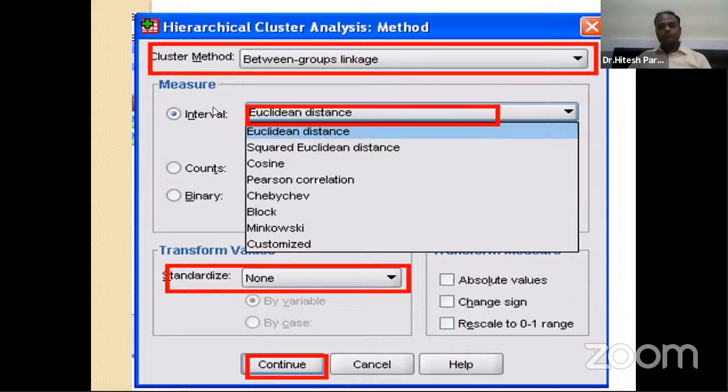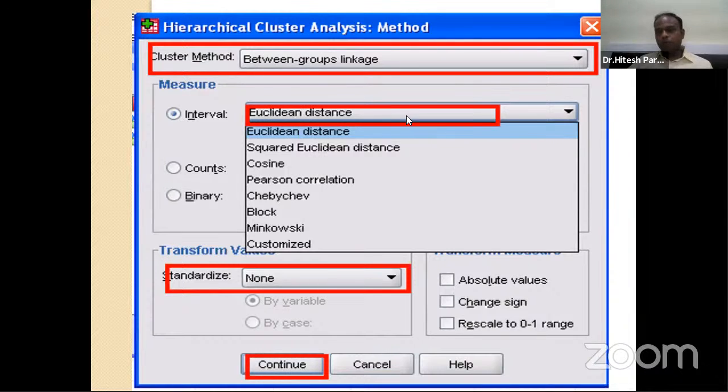Here the cluster method I have selected as between group linkage. There are so many methods available. You can also select Ward's method, but your result will depend upon your cluster method. Cluster method means how you are forming the clusters. So there are so many methods SPSS is offering, and each method will give you a different result.